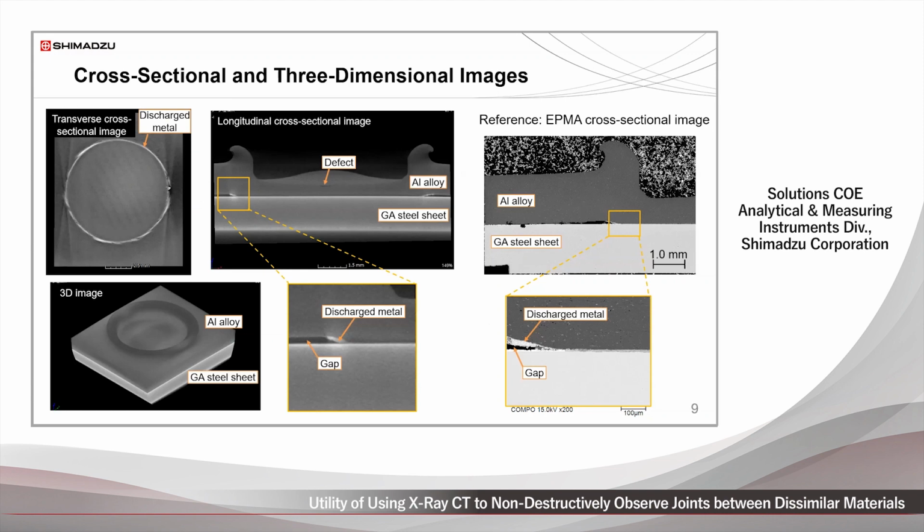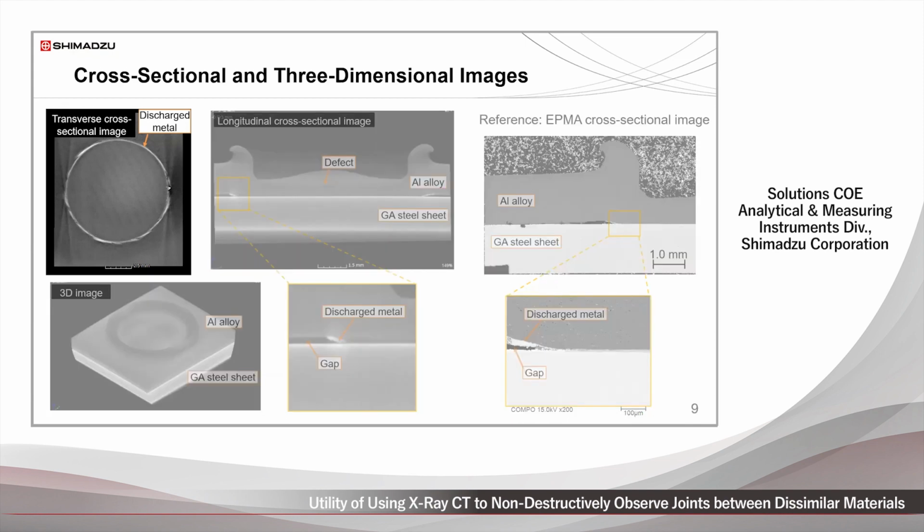Image magnification can be changed in CT parameter settings, but in these examples, cross-sectional images were restricted to the area around the joint. As I mentioned earlier, for cross-sectional and three-dimensional images, the lower the density or smaller the atomic number in an area, the darker the image appears, whereas the higher the density or larger the atomic number in an area, the whiter the image appears.